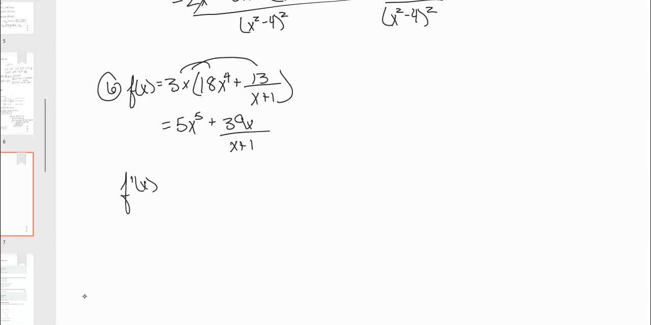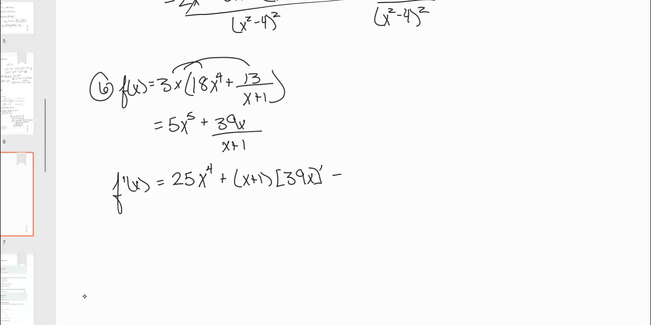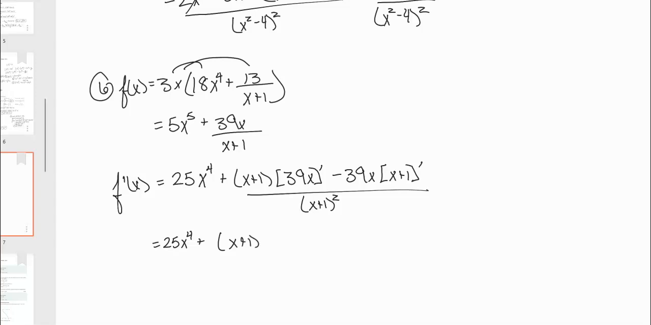We know the derivative of this guy. We're going to bring that exponent down. So we're going to have 5 times 5, which is 25, and then we're subtracting 1 from the exponent. And then now we got to take the derivative of this, and this will be a quotient rule. Quotient rule says it's the bottom times derivative of the top. So I'm doing my setup. Minus the top times the derivative of the bottom over the bottom squared. So I'm going to have 25x to the 4th plus, and then let's simplify this.